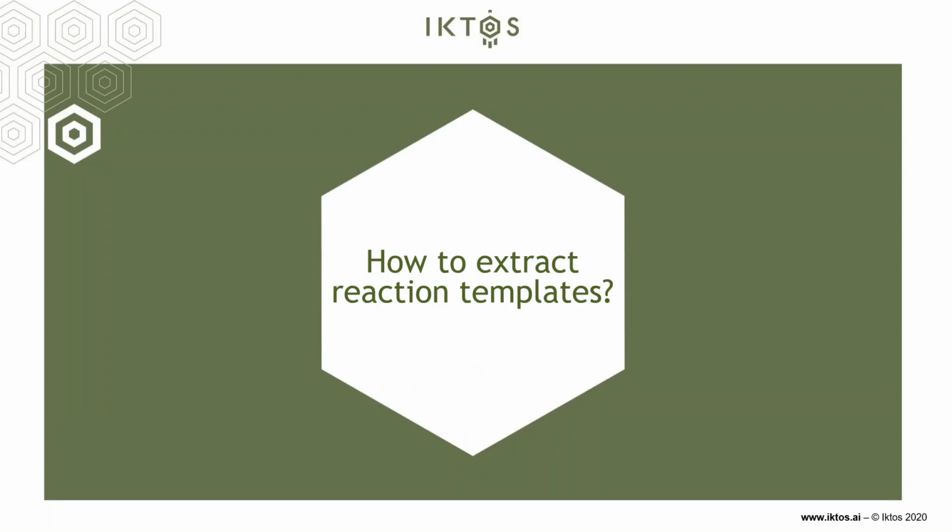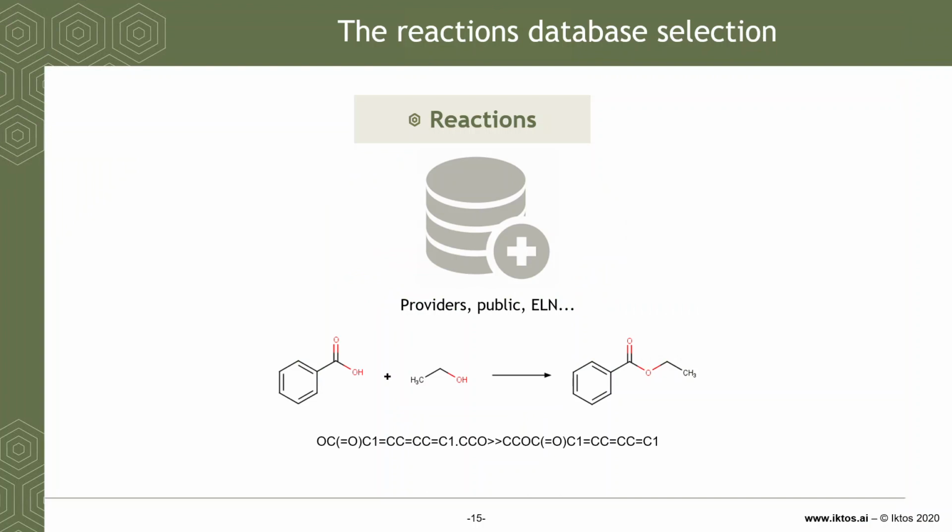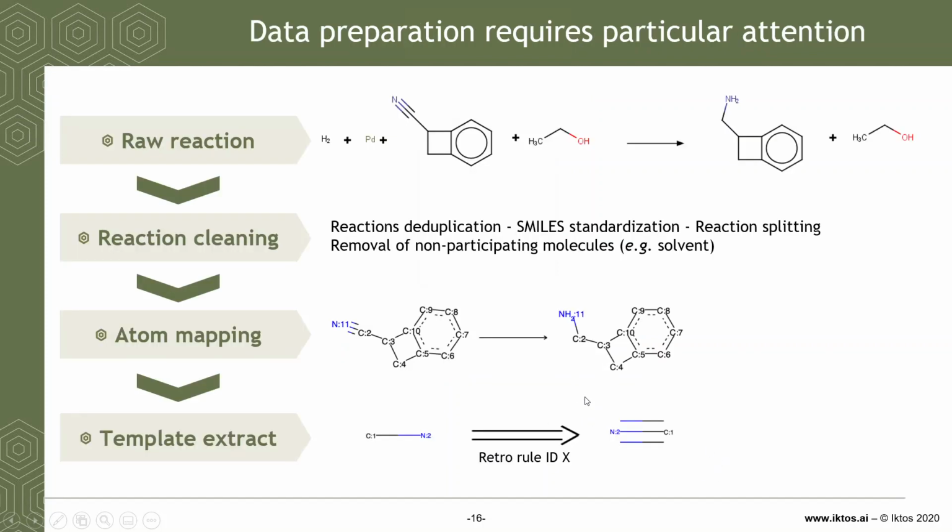So how can we extract those templates actually? First, as we said, we need a database of reactions, which can come from providers, public databases, for instance the US patent database, or also your ELN actually. And in those databases, you will find, as you can see, reaction SMILES. SMILES is a common representation of molecules as a string. And as you can see here, you have this reaction represented by this reaction SMILES. So this is actually the raw data we use to extract templates.